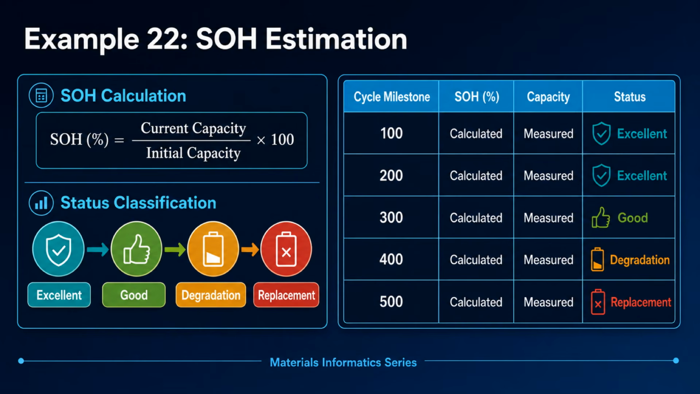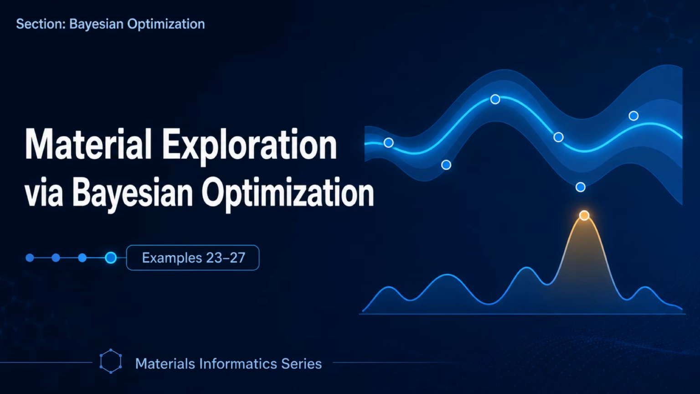Tracking SOH at regular cycle intervals provides a clear health trajectory. This simple metric is widely used in EV battery management systems. When experiments are expensive, we need smart sampling strategies.